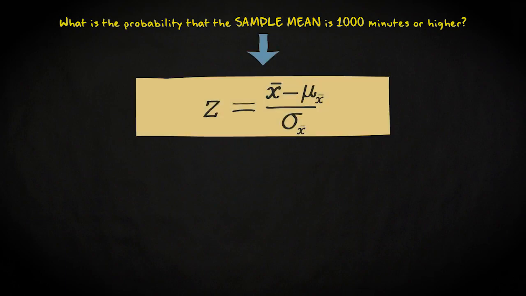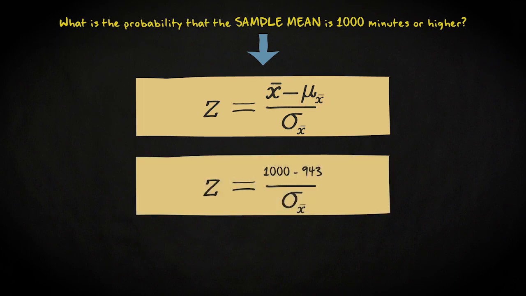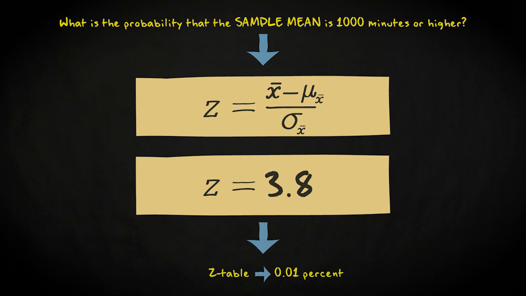So this is how we compute the z-score now. We subtract the mean of the sampling distribution of the sample mean from the sample mean we're interested in. That makes 1000 minus 943. We divide by the standard deviation of the sampling distribution. That's sigma divided by the square root of n. That is 212 divided by the square root of 200. That's 15. So 1000 minus 943 divided by 15. That gives a z-score of 3.8. If we look it up in our z-table, we find that the chance of drawing a sample with a mean reading time of 1000 minutes or more is 0.01%.